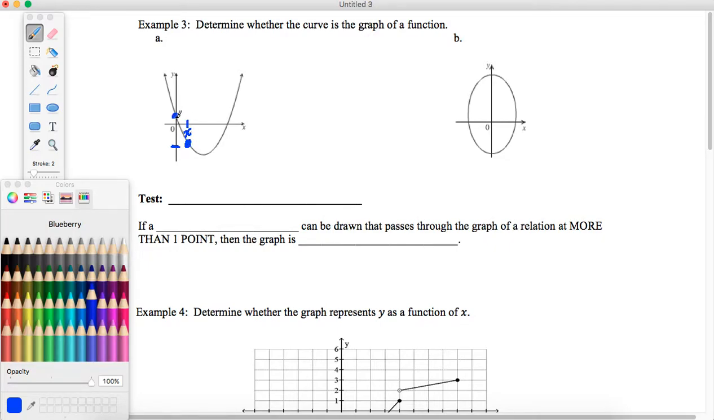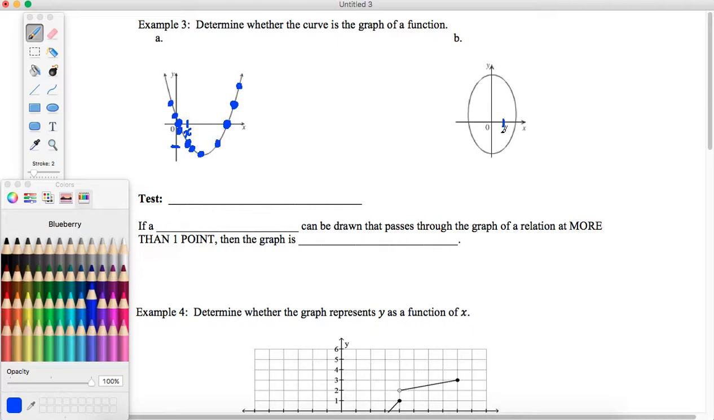No matter what points I pick on this function, each of them is going to have a separate x value, right? Every single point is going to have a different x value. And they also have a different, I'm sorry, they do not have a different y value. For instance, this point right here has an x value right there, and this point right here has an x value right there. They have the same y value, but as long as they have a different x value, we're fine. Let's look at this other example.